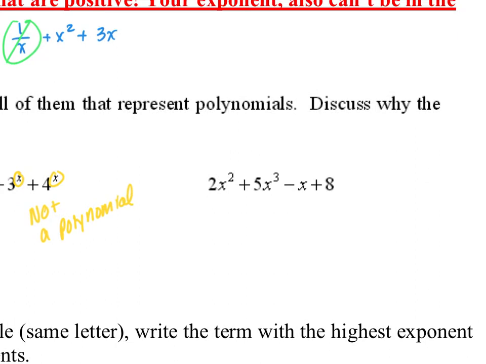And then last but not least, we have 2x squared plus 5x cubed minus x plus 8. I just double check. Nice, nice, nice. Good. It's a polynomial.